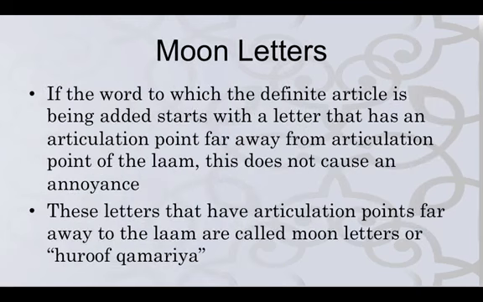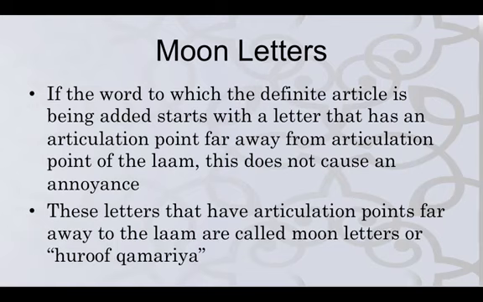Moving on to moon letters. If the word to which the definite article, or al, is being added starts with a letter that has an articulation point far away from lam, because remember, the definite article ends with a lam, then this does not cause an annoyance. And because this does not cause an annoyance, these letters, whose articulation points are far away from the lam, are called moon letters, or حروف قمرية.